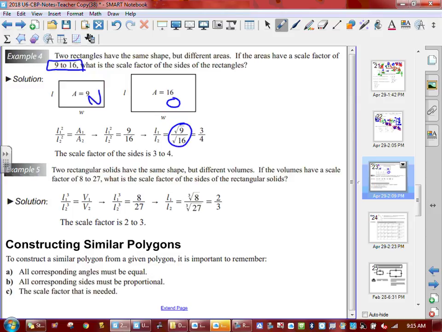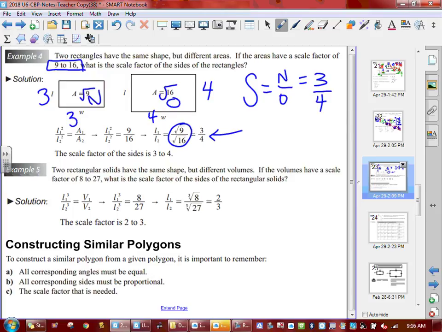So if I square root 9, I'm going to get 3. If I square root 16, I'm going to get 4. And that means my length and width were the same. That means I wasn't dealing with a true rectangle, I was dealing with a square. Okay? And then we would set up our scale factor, new over old, which is 3 over 4. And that's where they get this. Okay? So whenever they give you area, you got to square root to find the side first.